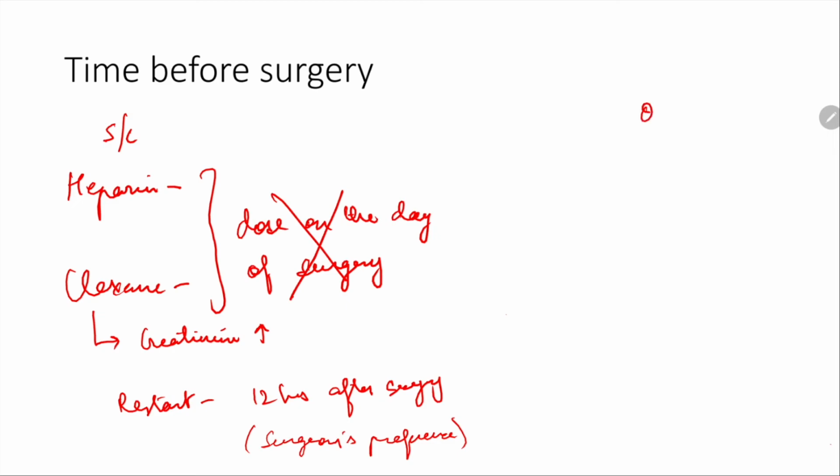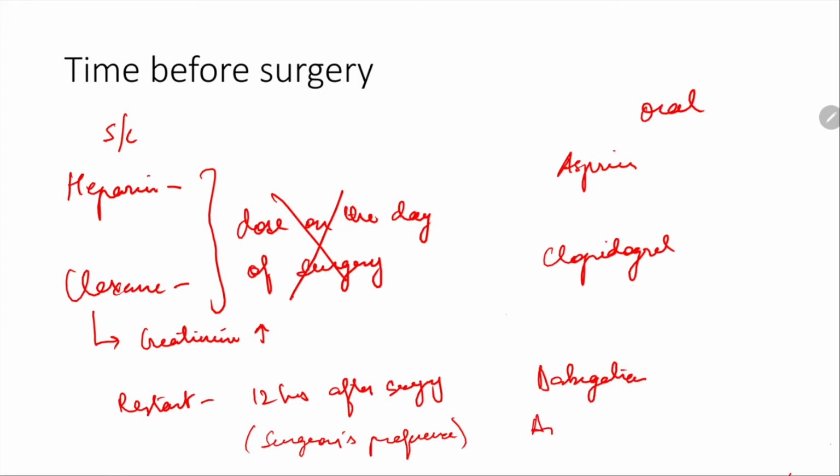Okay, coming to the oral options, you have aspirin, you have clopidogrel, all those thienopyridines that we talked about, and you have dabigatran and apixaban, the NOACs. So aspirin, a lot of individuals do not mind operating on aspirin, so it can be continued. Again, it's a surgeon preference thing, but can be continued.